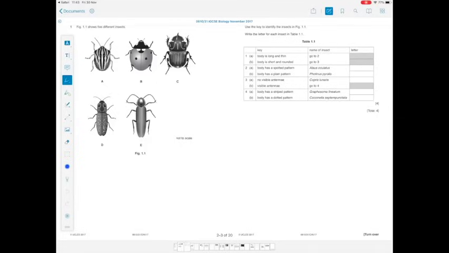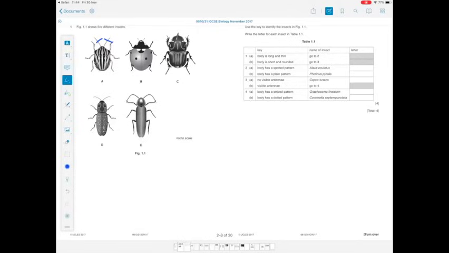So I'm going to look at insect A first of all. You can see it's quite squat, it's short and fat. It has 2 antennae poking out the top, which are here, so make sure you know that those are antennae. And it has a striped casing. So now let's have a look at how A fits into this table. So 1A, body is long and thin. That definitely doesn't apply to insect A, so I'm going to go to B. Body is short and rounded. Yes, it is short and rounded. So as the table tells me, I'm going to go to number 3.